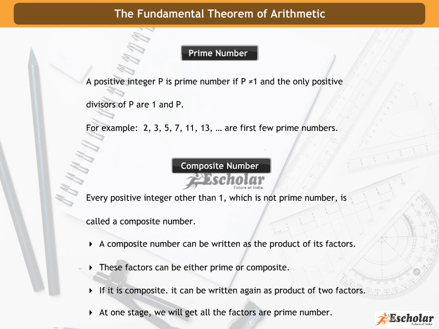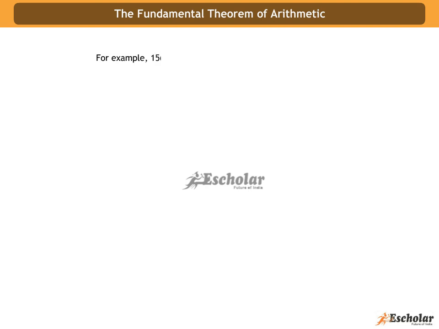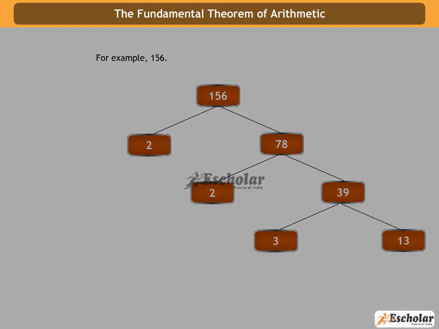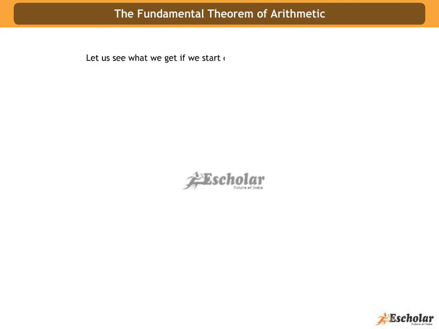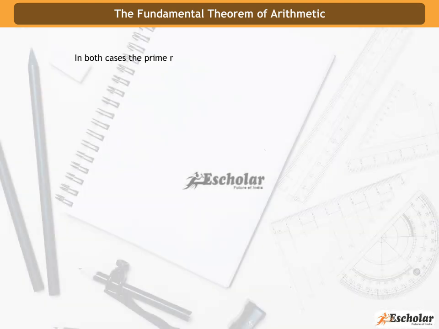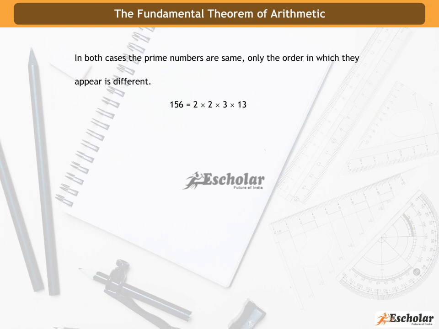Let us take any composite number, for example, 156. Look at the factor tree of 156. Now let us see what we get if we start dividing by another prime number, 3. In both cases the prime numbers are the same, only the order in which they appear is different. As in the first case, 156 is equal to 2 into 2 into 3 into 13. And in the second case, 156 is equal to 3 into 2 into 2 into 13.